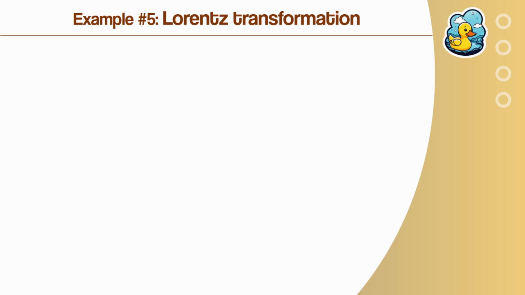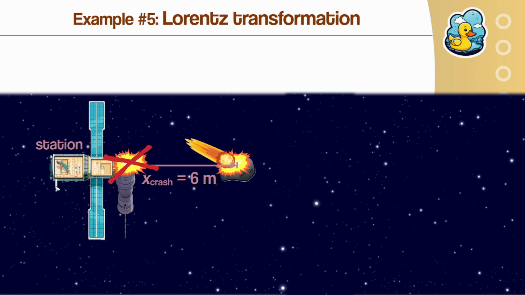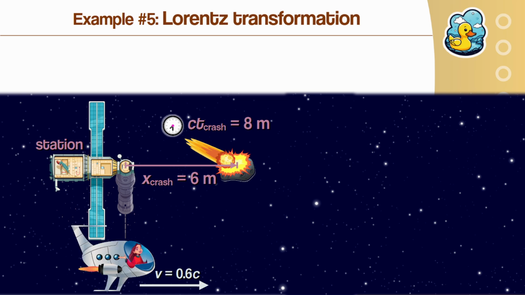The fifth example: applying the Lorentz transformation on a diagram. You are making observations at a space station. A comet and an asteroid crash into each other, measured in your frame at x equals 6 meters. Fortunately not at x equals 0, because it would have hit your head hard. ct equals 8 meters. Your best friend is driving by in her brand new space vehicle at 0.6 times the speed of light. What are the x- and ct- coordinates of the event in your friend's frame?